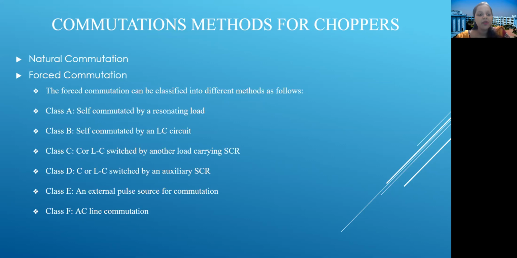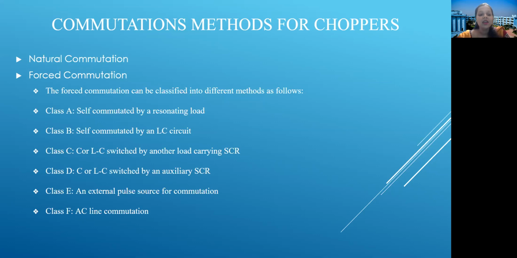But forced commutation can again be classified into some types: class A, class B, class C, class D, E and F. These are the classifications of forced commutation. What is class A? It's self-commutated by a resonating load. In forced commutation, we are applying external circuits with the chopper that help in turning off the chopper circuit. Class B is self-commutated by an LC circuit.